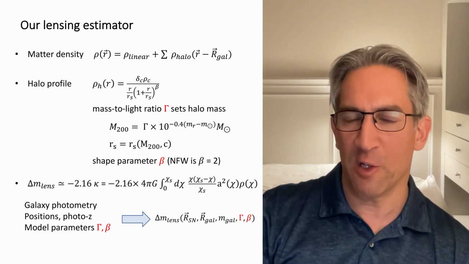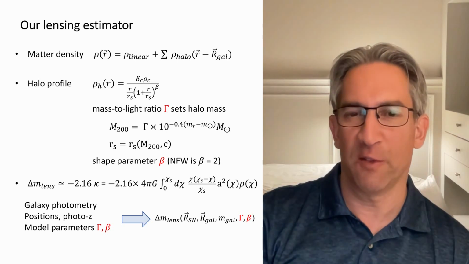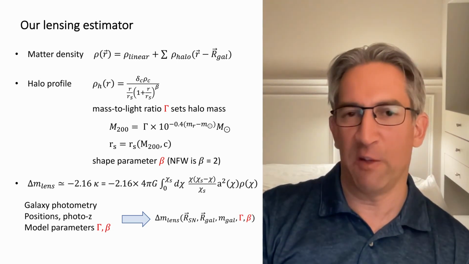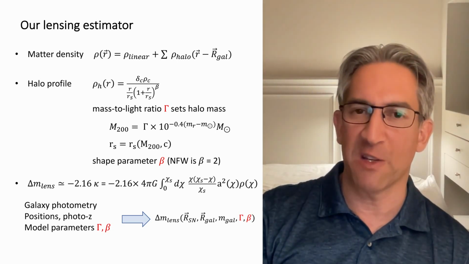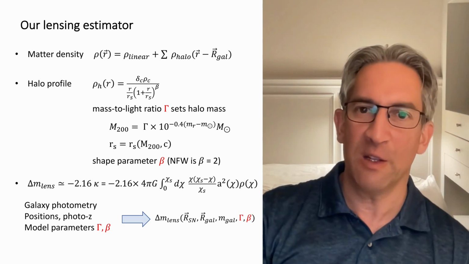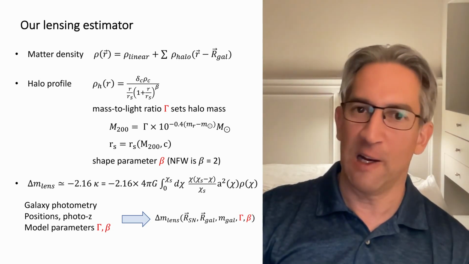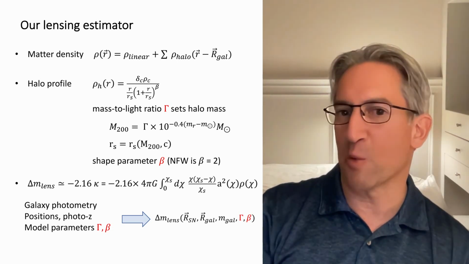Now, for those dark matter halos, we're going to assume a certain radial profile. That halo profile is going to have a little bit of freedom. So we're going to use a shape parameter beta, and that just sets how quickly the dark matter profile decays as you move away from the center of the galaxy. A higher beta means it decays more quickly, and a smaller beta means it decays less quickly.